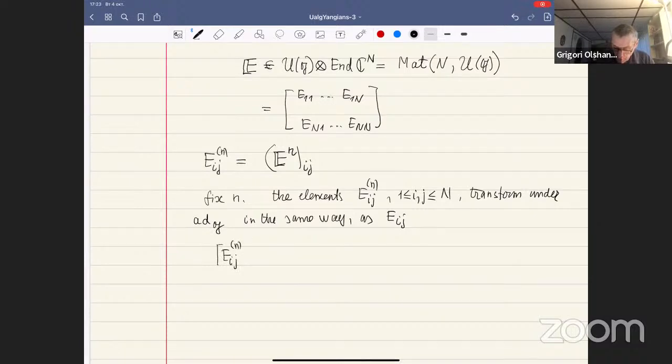Take the commutator. The result is the same as in the case when this n is equal to 1. So the result should be the same, meaning that we have two terms. One is this Kronecker delta minus the other. This is an exercise.